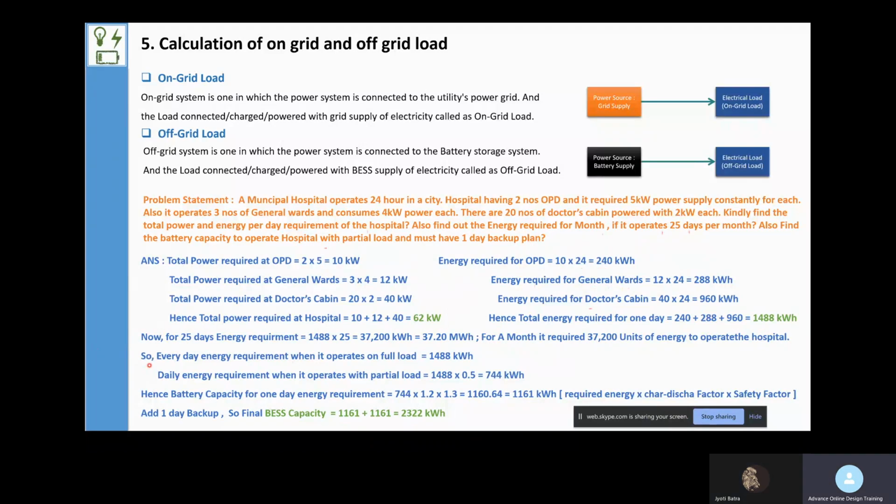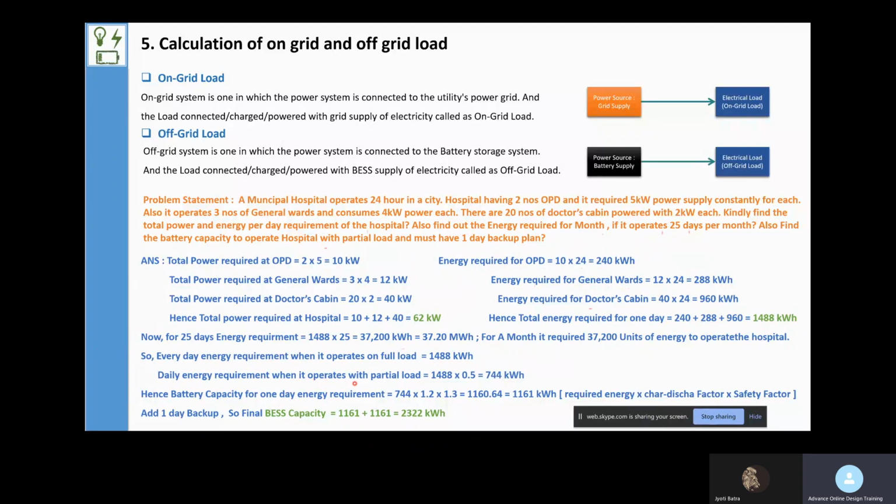Okay. Correct. So now, what is the daily energy requirement when it operates on full load? 1488 for one day, right? Yes, for one day when it operates on full load. We have already calculated that part, right? Yes. Now, it's 1488.